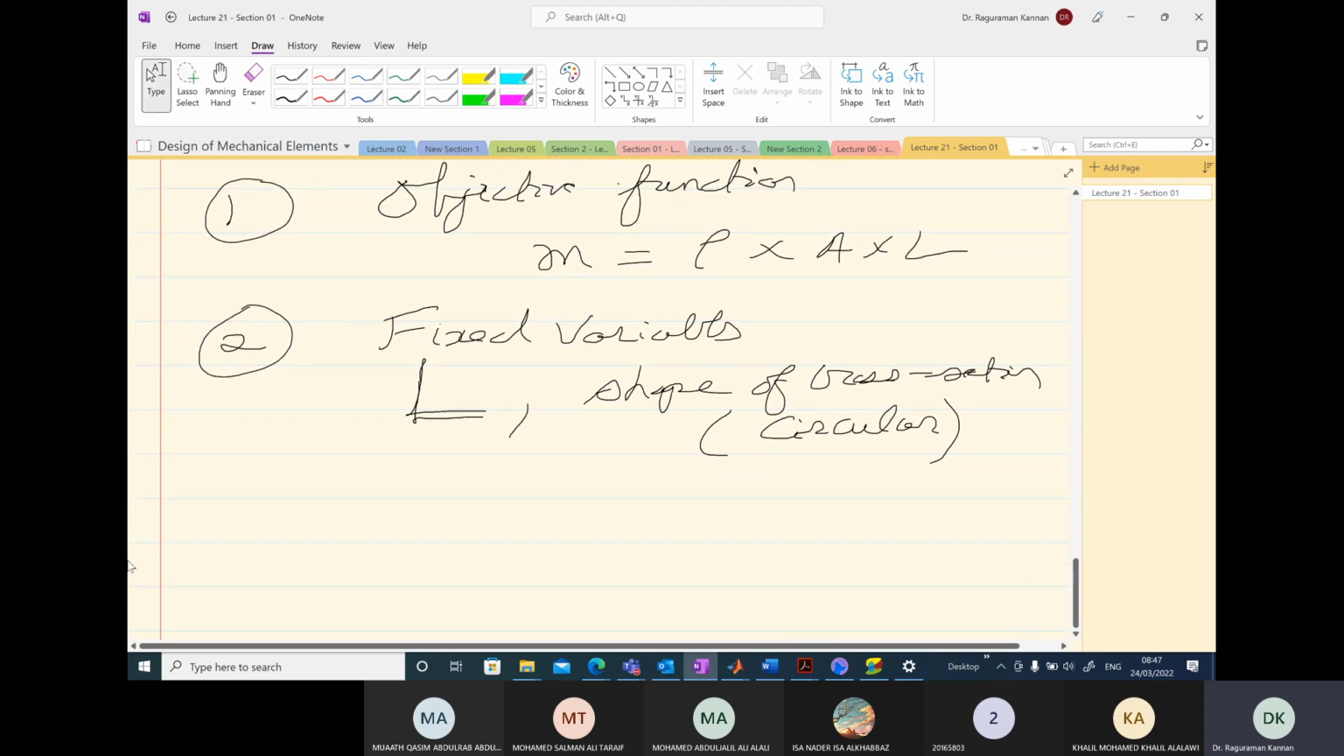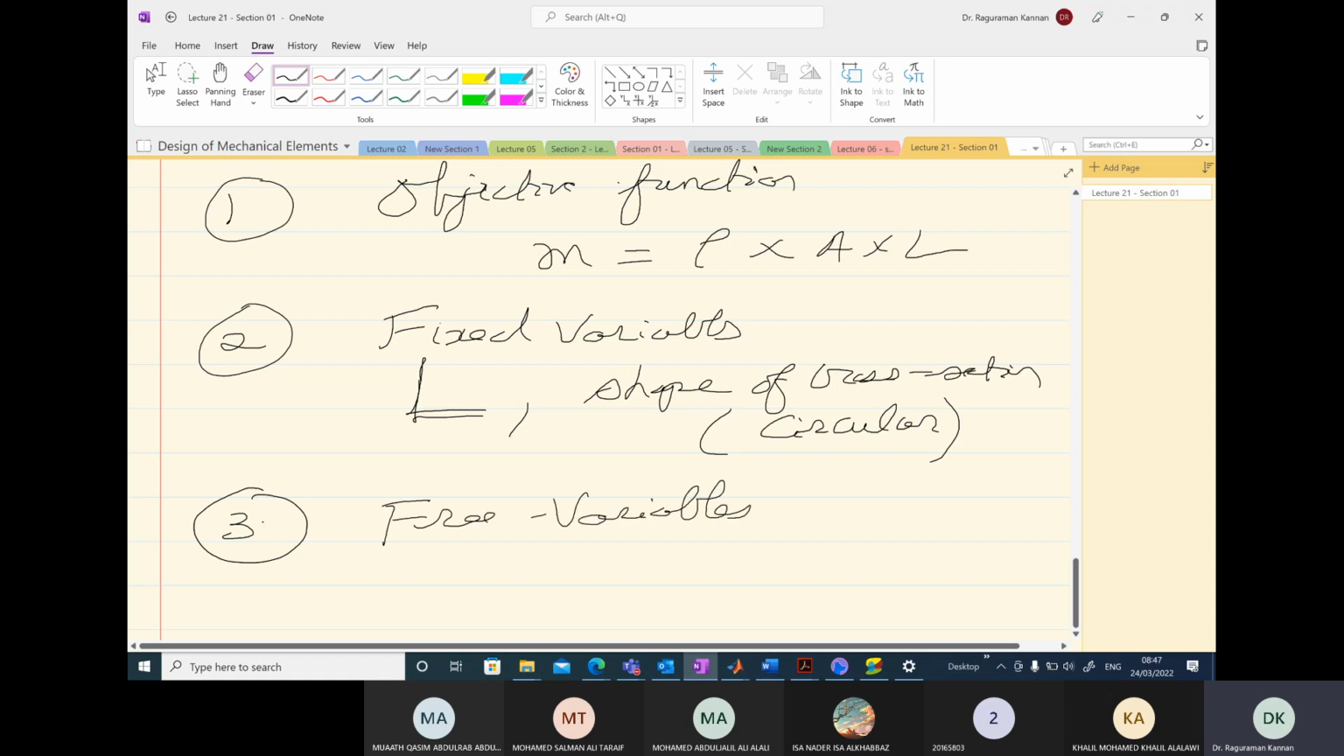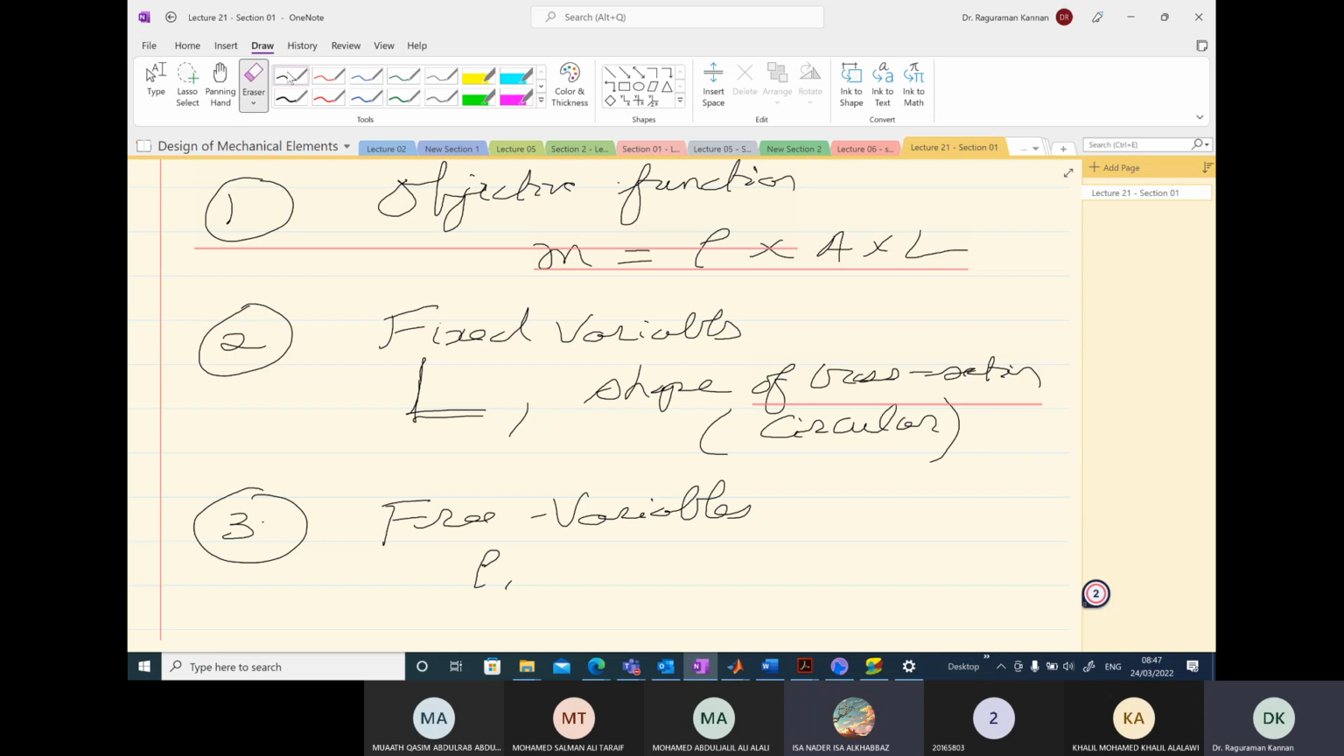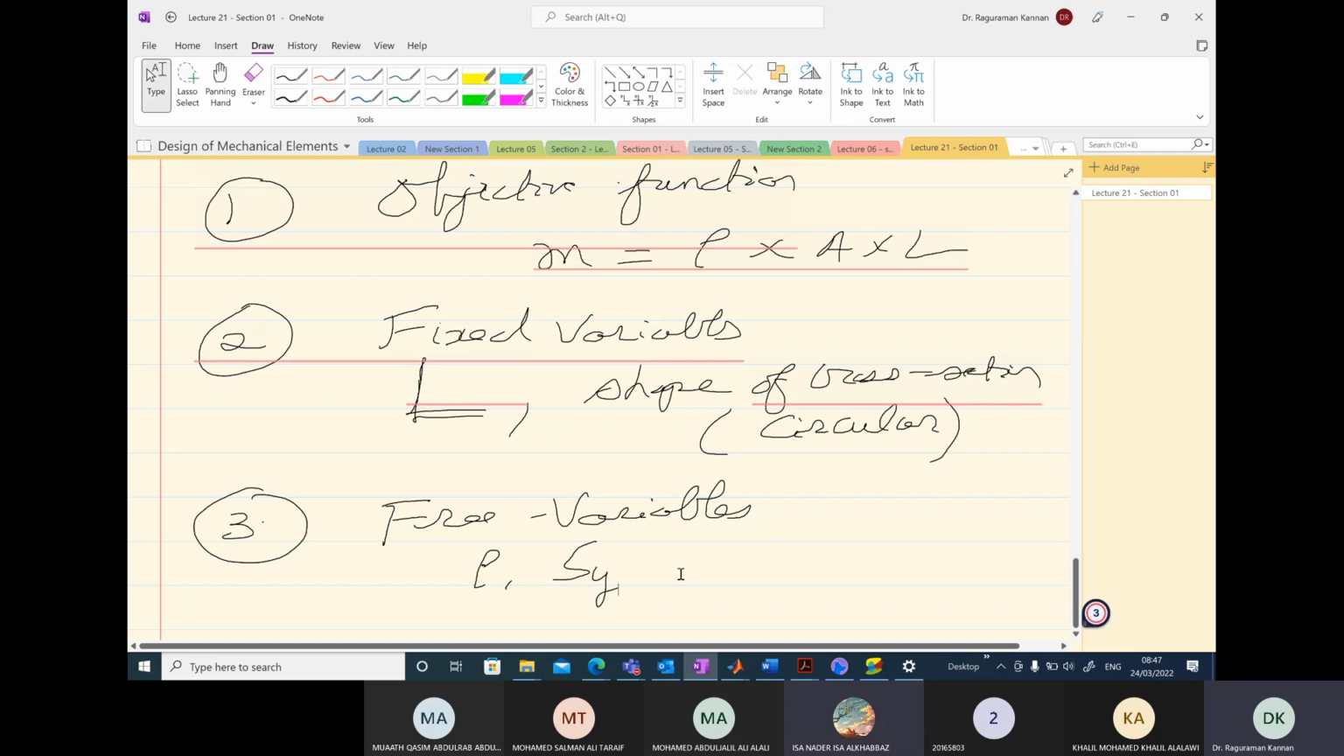Then the third step, free variables. What are the free variables? The density, and not the E value here. What are we looking for here? Since we are talking about strength, most probably yield strength. For ductile materials, it's going to be yield strength. Okay, then what other free variables are there? Area of cross section. Okay, so these are the relevant ones.